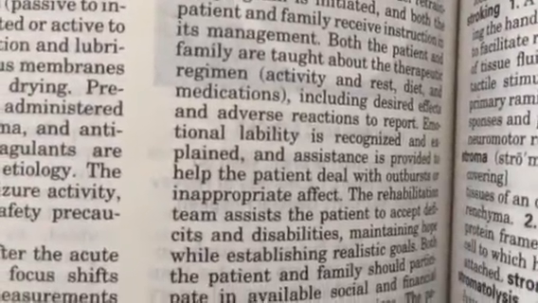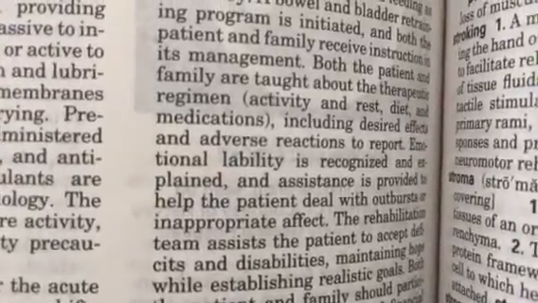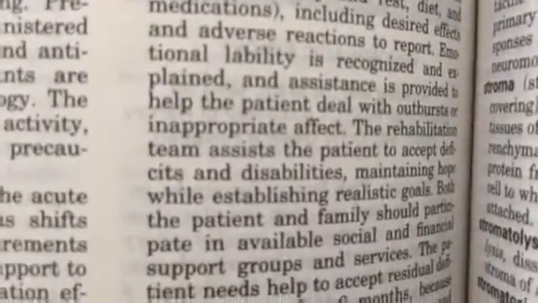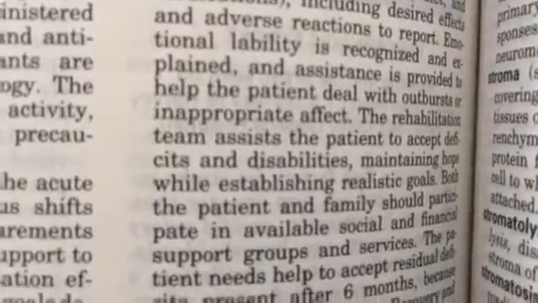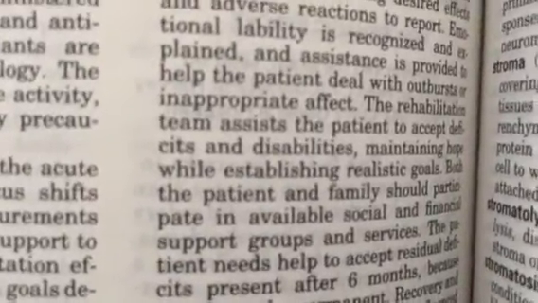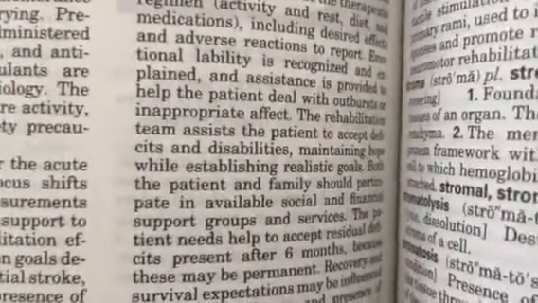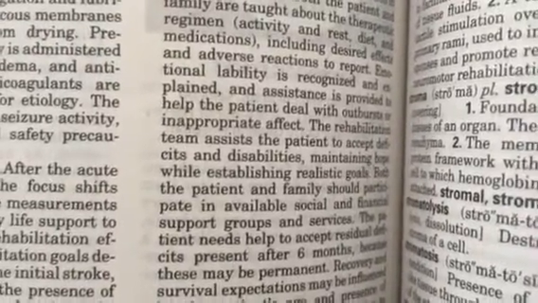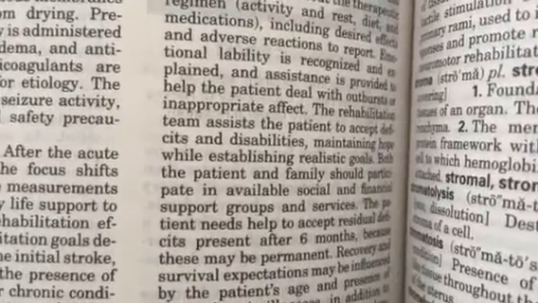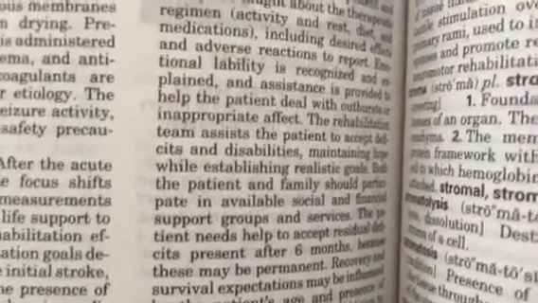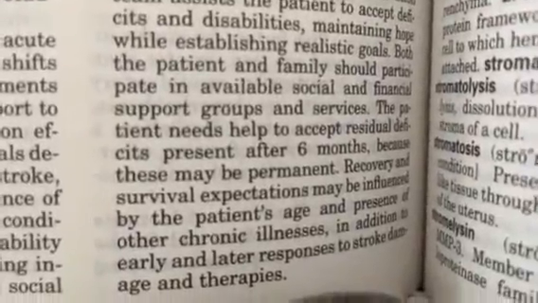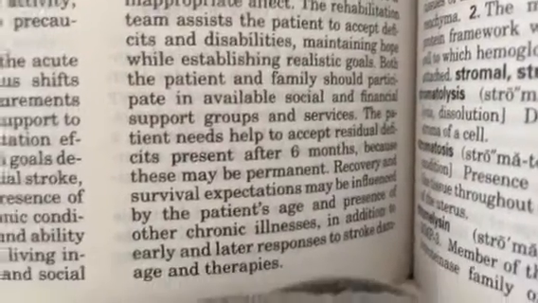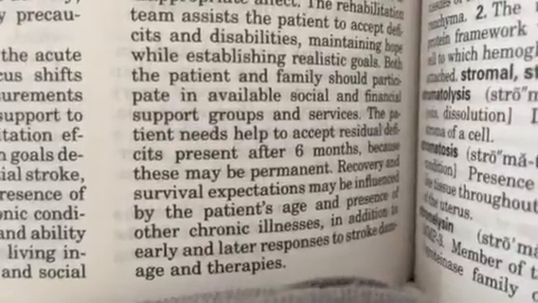Emotional lability is recognized and explained, and assistance is provided to help the patient deal with outbursts or inappropriate affect. The rehabilitation team assists the patient to accept the deficits and disabilities, maintaining hope while establishing realistic goals. Both the patient and family should participate in available social and financial support groups and services. The patient needs help to accept residual deficits present after 6 months because these may be permanent.